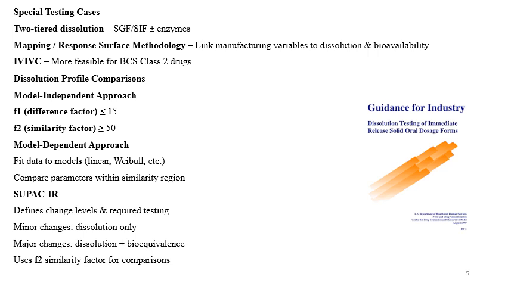The model independent approach is the F1 factor, which should be less than or equal to 15, and F2 should be 50 or above 50. Then you can say that your dissolution profile is similar. For model dependent approaches, you can use models like linear, Weibull and many others. Compare the parameters within the similarity region for providing the dissolution profile comparison and similarity.